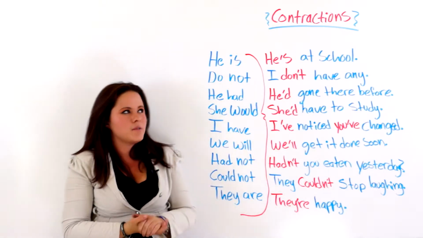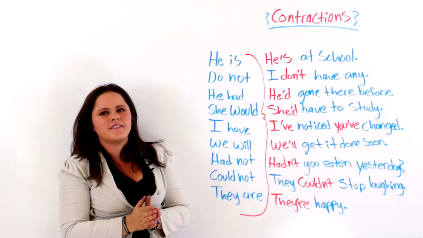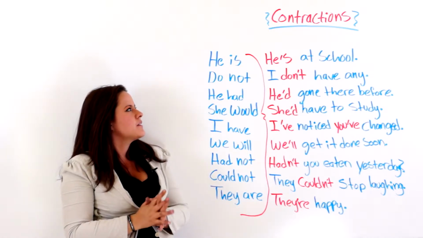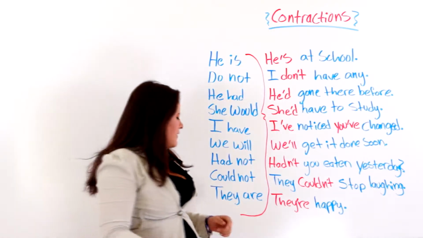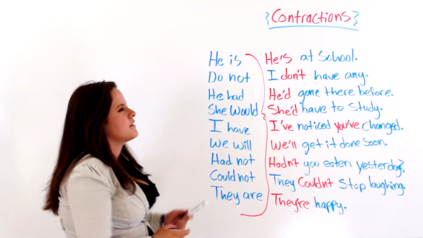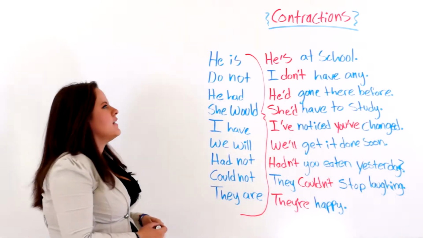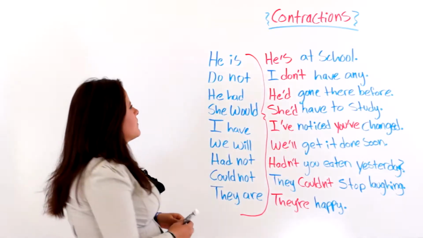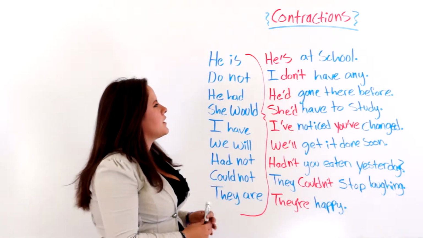In today's class we're going to be talking about contractions, alright? How to contract two words into one, alright? The first example I have here is he is, alright? How do you contract that? You would put a he apostrophe s, right?